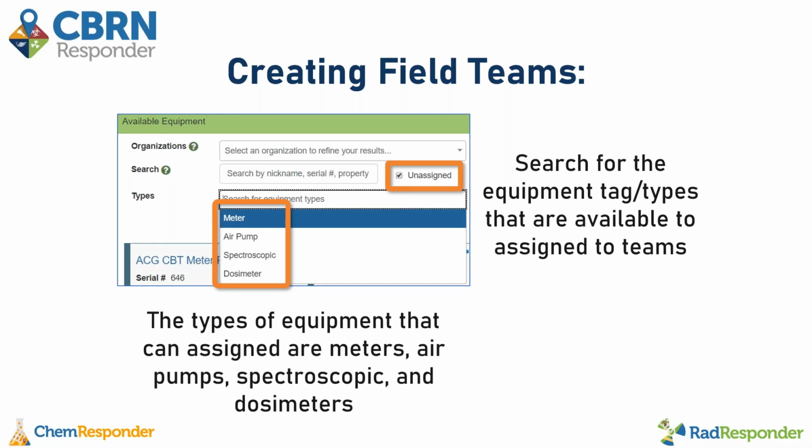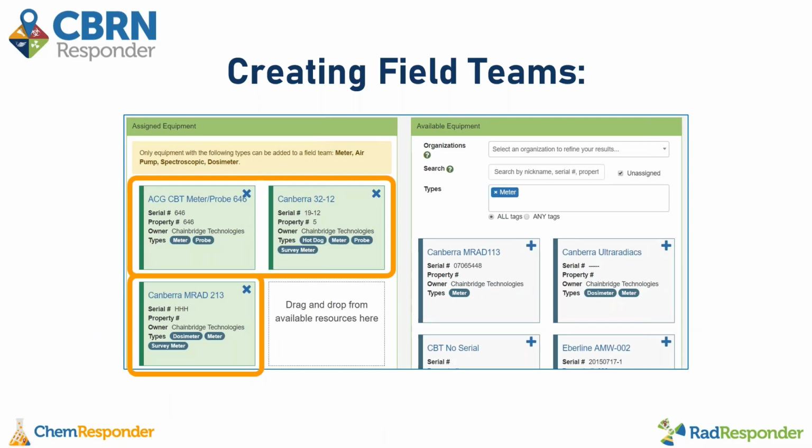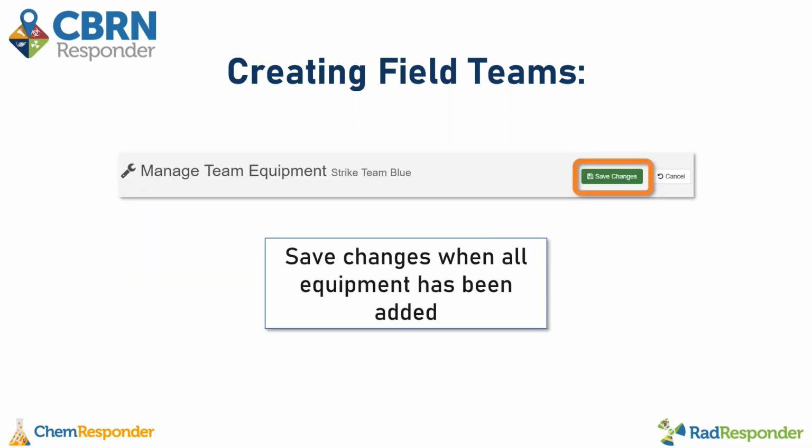And if you check the unassigned box, you will only see equipment that has not been assigned to another field team. So again, just like with team members, either drag and drop or click the plus sign to add equipment to the field team. And on the left-hand side, you see the added equipment are now highlighted in green. And if you wish to remove any of the added equipment, you can just click the X. And once all of your equipment is added, you can just click Save Changes.